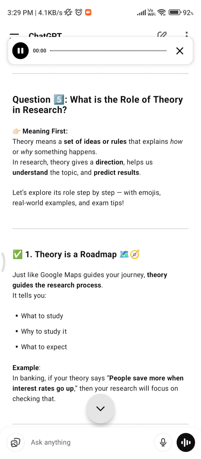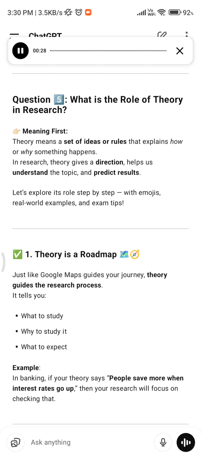Awesome. Let's break it down in the easiest and most interesting way. Question 5. What is the role of theory in research? Meaning first. Theory means a set of ideas or rules that explains how or why something happens. In research, theory gives a direction, helps us understand the topic, and predict results. Let's explore its role step by step, with real-world examples and exam tips.